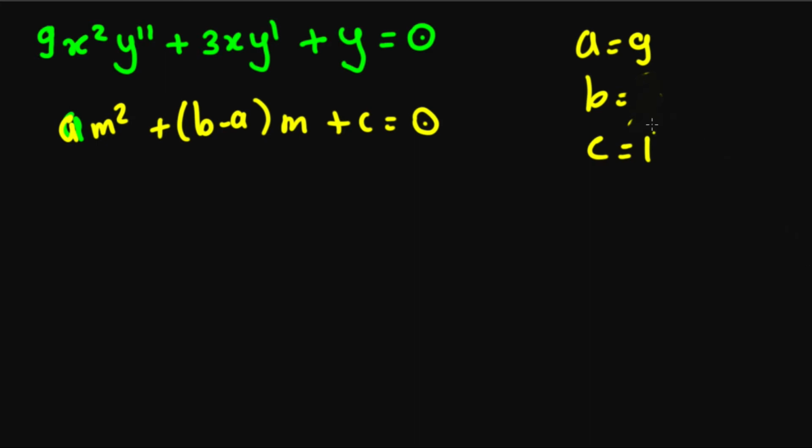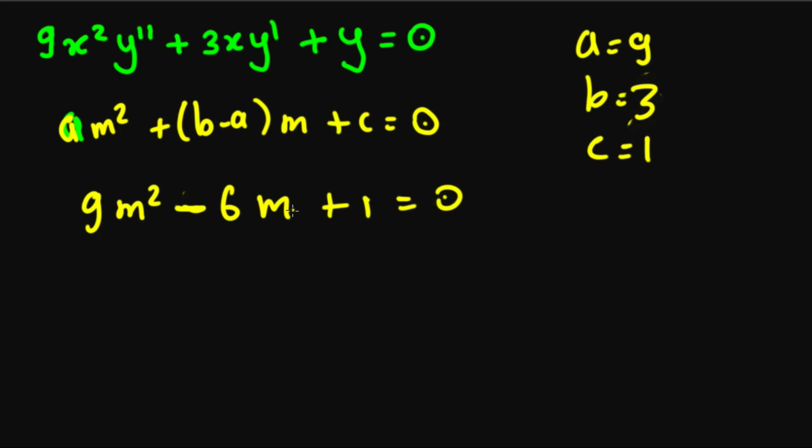B is equal to 3, and let's go ahead and plug all these values. A is equal to 9, so this is going to be 9m square, and b minus a is 3 minus 9. 3 minus 9 is going to give us negative 6. So let's put negative 6 right here. Negative 6m plus 1 is equal to 0.